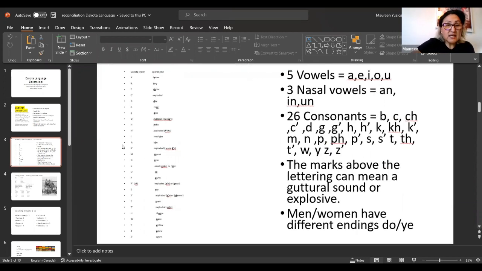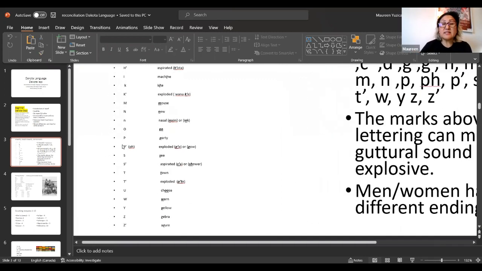The S is like the S in C. And the S with the asterisk is aspirated. It's sh, like the SH in shower. So it just comes through your teeth. The T sounds like the T in town. The T with the asterisk is exploded. So again, it comes from your esophagus, however you say it. Pay attention to how it comes from your esophagus to your teeth.